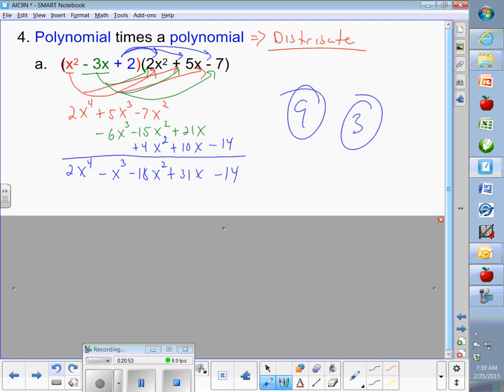Neatness is important. You sloppy people, you got to learn how to get neater in what you do, because your sloppiness leads you to mistakes. There's 12 things you got to do to get this thing finished. And so if you mess up on one of those 12, you're going to get it wrong. Be careful. It's not hard. Nothing we did was hard.